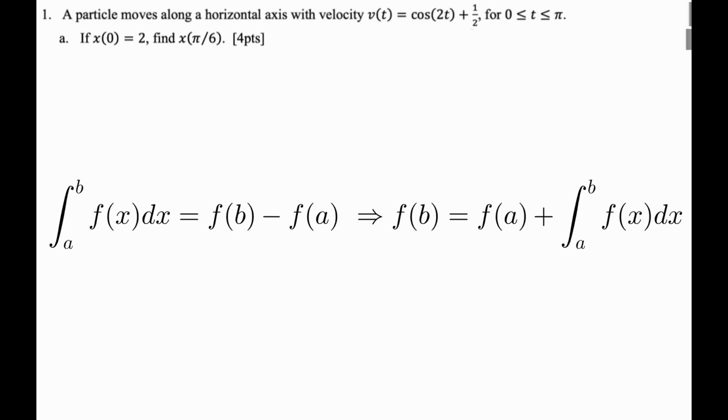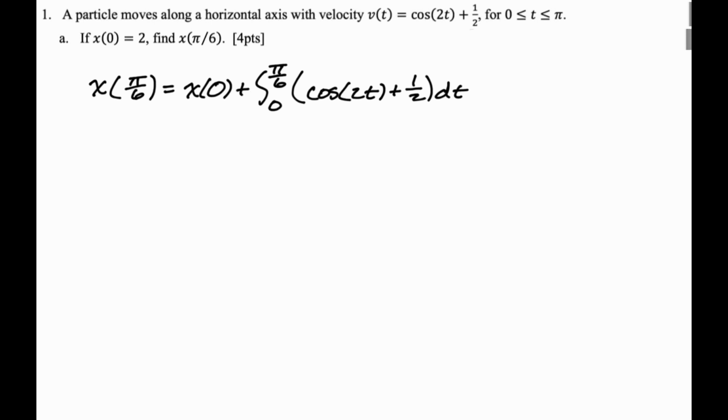What I'm going to do is rearrange the fundamental theorem. This is my favorite way to use the fundamental theorem. I just write that x of pi over 6 is going to be x of 0 plus the integral from 0 to pi over 6 of v of t, which is cosine of 2t plus 1/2. Now I have to actually integrate. I know that x of 0 is 2 because that is given.